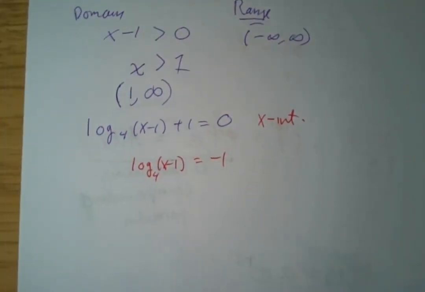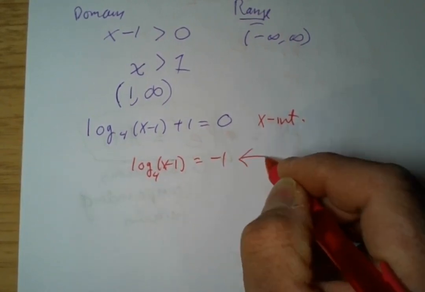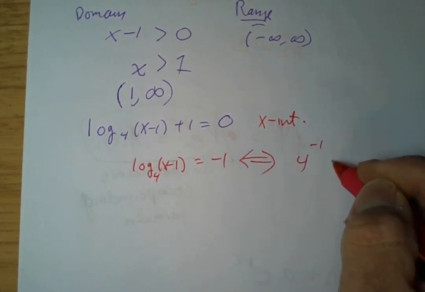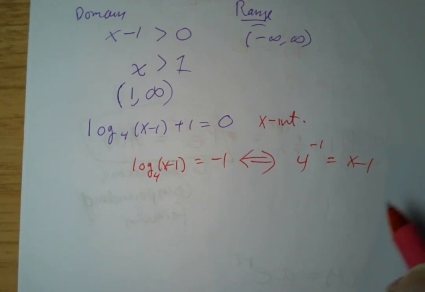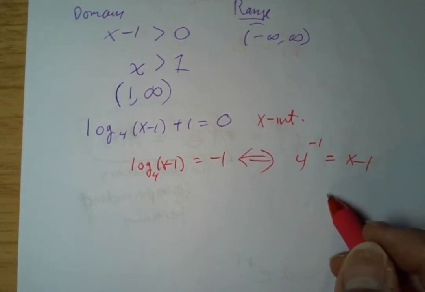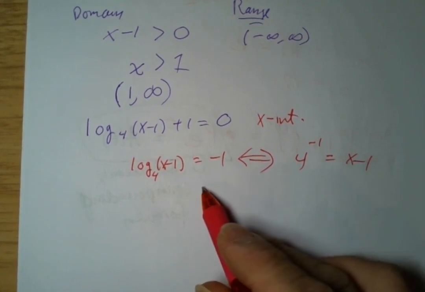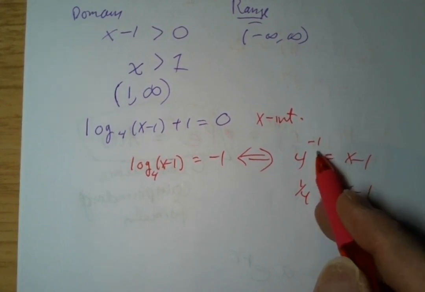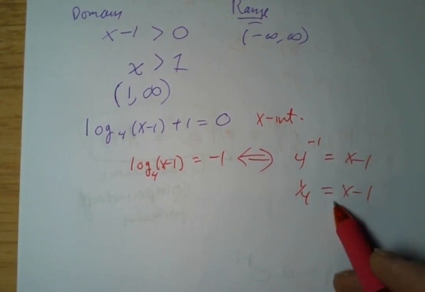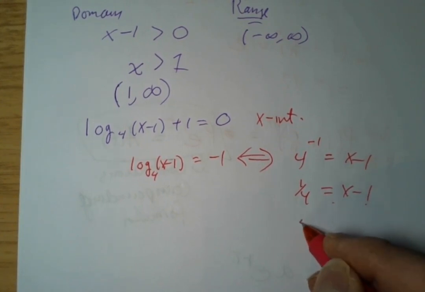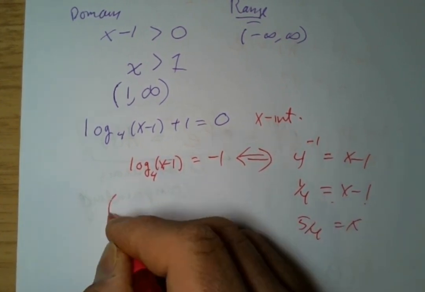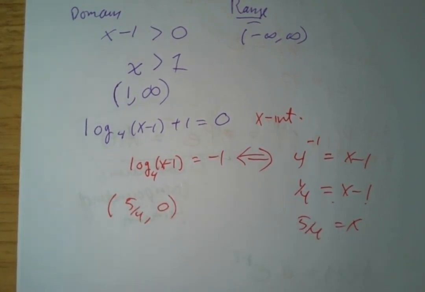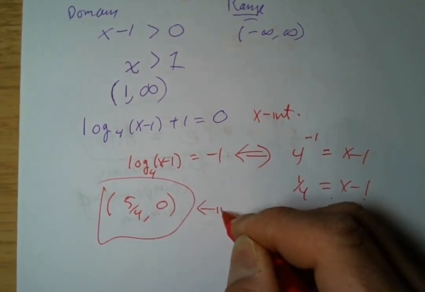Alright, and then using the definition of our logarithm, we have base 4 raised to the negative 1 equals x minus 1. That's just the application of how we define the logarithm. And now we can just solve for x. The negative 1 exponent is the reciprocal, so 1/4 equals x minus 1. Add 1 to both sides, and we get x equals 5/4. So our x-intercept is 5/4.